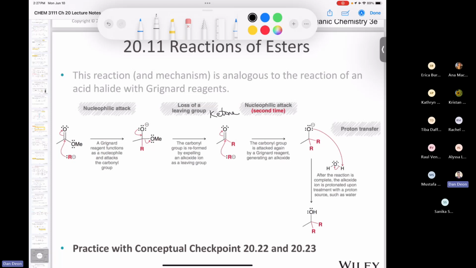And I actually discussed this step at length in chapter 12 because I said, well, you probably think that's not a good leaving group, and it's not, but you end up forming a ketone, which is stable. So then you get another nucleophilic attack, and then you do a proton transfer. And this could be with water or with H3O plus. Either one is fine, and you end up with your tertiary alcohol.